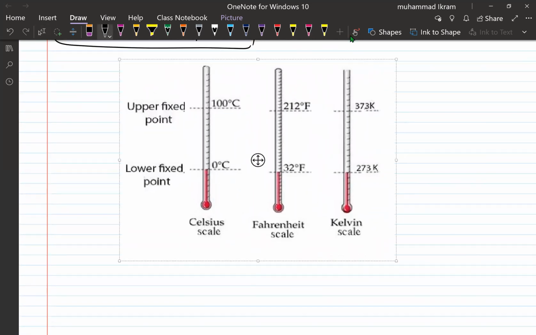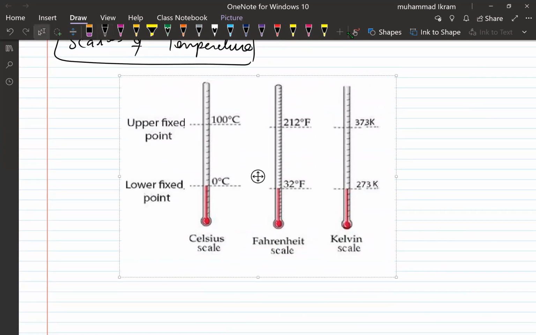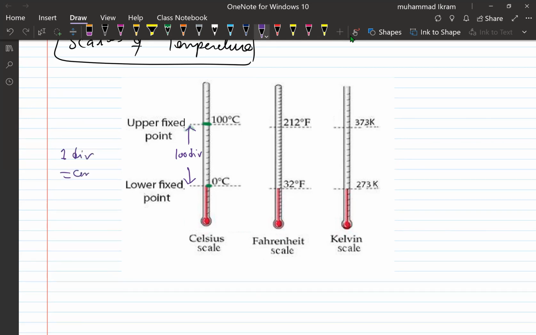Now look, we have the Celsius scale or the centigrade scale. In the Celsius scale, the lower reference point is taken as 0 degree centigrade. This is our lower reference point. And the upper reference point is fixed at 100, as I already explained. This length is divided into 100 equal divisions, such that one division is called one degree centigrade.